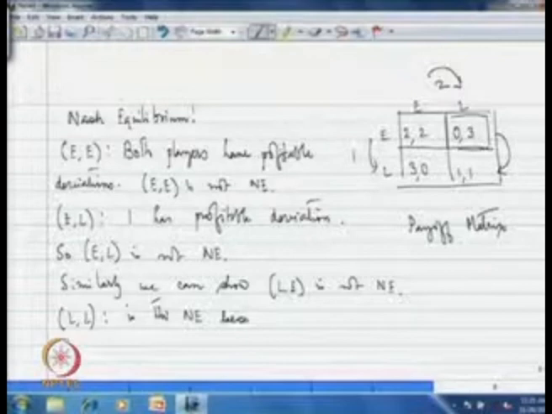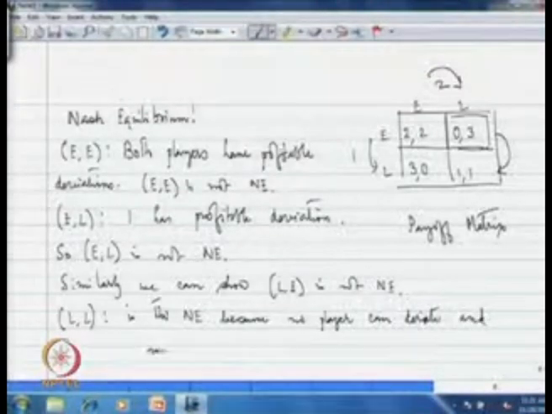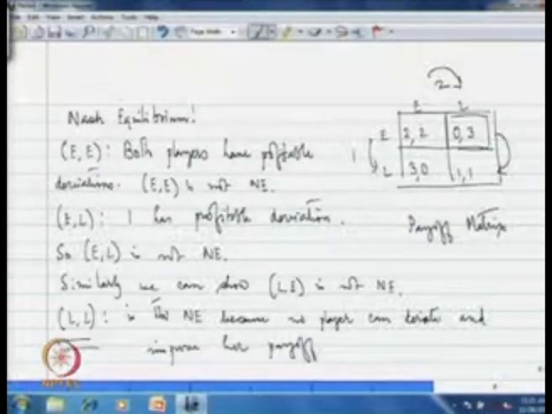Because no player can deviate and improve her payoff. So, this is the only Nash equilibrium.